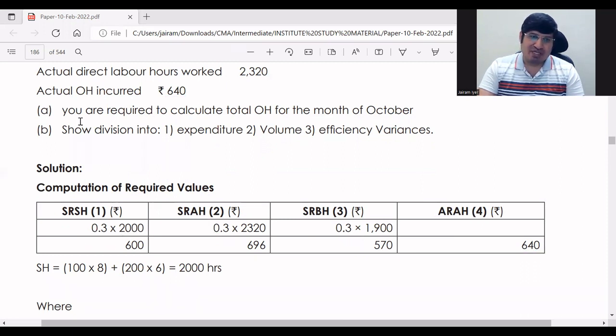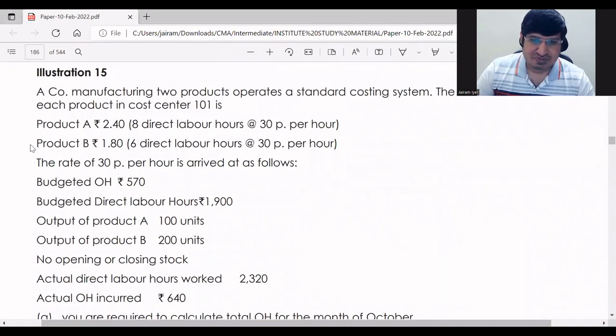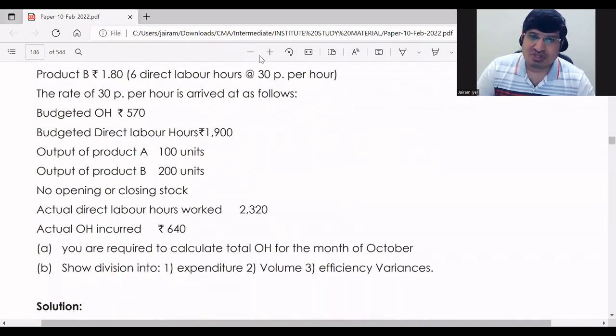Okay, I'll explain to you from above again. If you look at this, this is the actual quantity, and this is the actual quantity. This actual quantity we multiplied by standard hours. Correct. So you got standard hours for actual quantity. So 8 into 100 plus 6 into 200. That gives you 2000. That is your standard hours of actual quantity. Okay, so that is 2000.